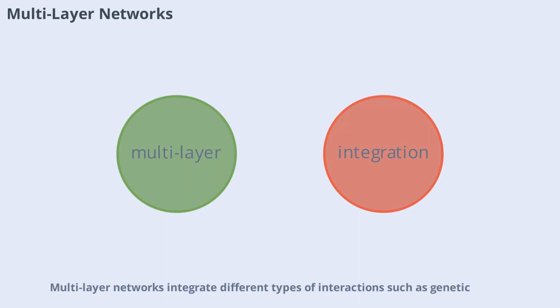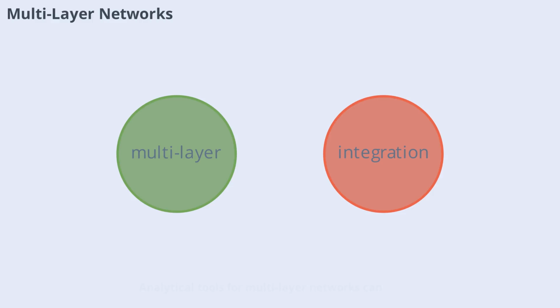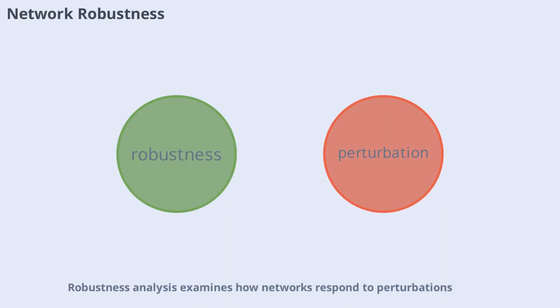Multilayer networks integrate different types of interactions, such as genetic, protein, and metabolic networks, into a single framework. This approach captures the complexity of biological systems more accurately. Analytical tools for multilayer networks can reveal how different layers influence each other, leading to new insights into system behavior and regulation.